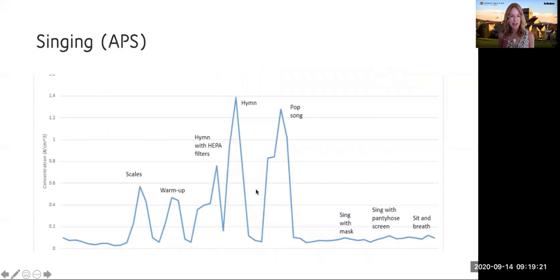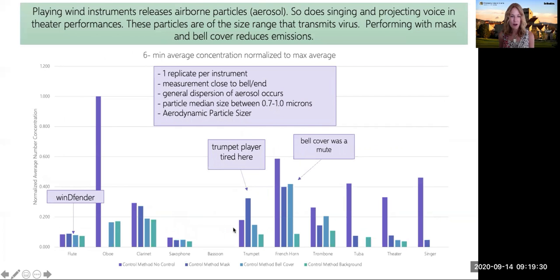Singing, here is again the particle size distribution and concentration with singing, and with a mask it's reduced. And this data is all normalized to the oboe concentration, so you can see relative to the highest oboe aerosol concentrations, the flute was quite low. And when you're doing your work performance with a mask, either with a slit for the inlet or for singing, you do reduce your aerosol release. And then with the bell cover, it brings it down to almost the background level.